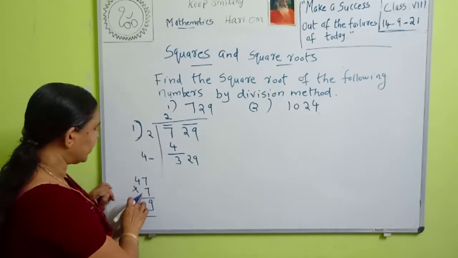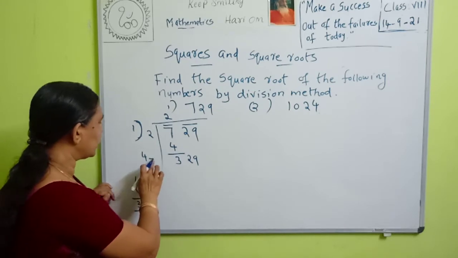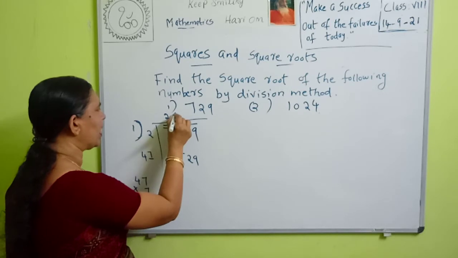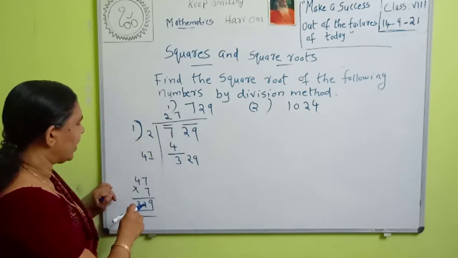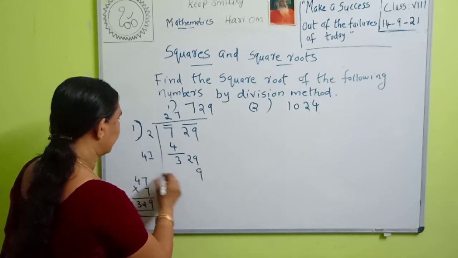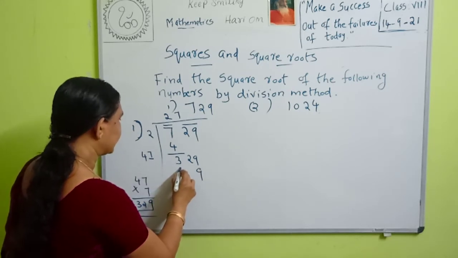Then 47 into 7 is 329. So what is the number here? Here we can write 7. Then here also we write 7. Then you multiply it. 7 into 7 is 49, balance 4. 7 into 4, 28 plus 4 is 32.